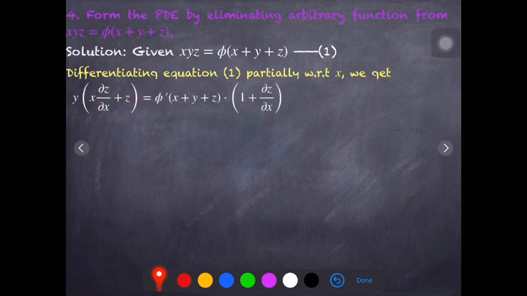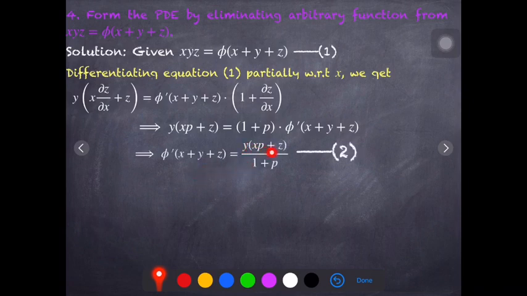First term x as it is, differentiation of z is dou z by dou x, and differentiation of x is 1 into z, that is equal to phi dash of (x plus y plus z). Differentiation of x is 1, y is 0, z is dou z by dou x. So using the standard notation p for dou z by dou x, we get xp plus z is equal to (1 plus p) into phi dash. Simplify this expression for phi dash, we will get (xp plus z) divided by (1 plus p), call this as number 2.